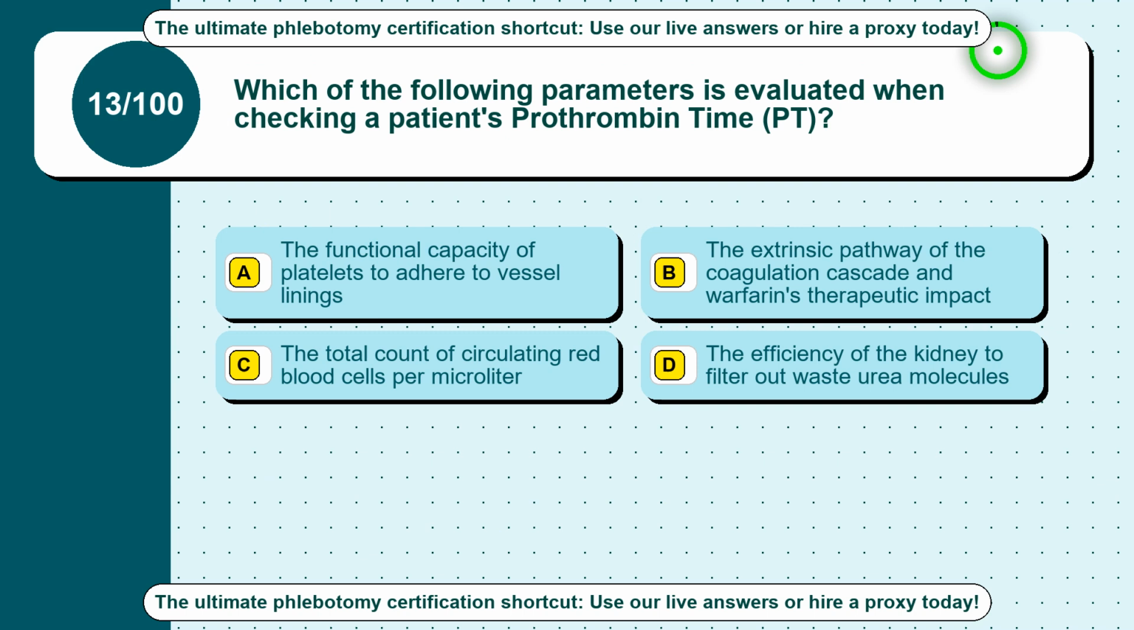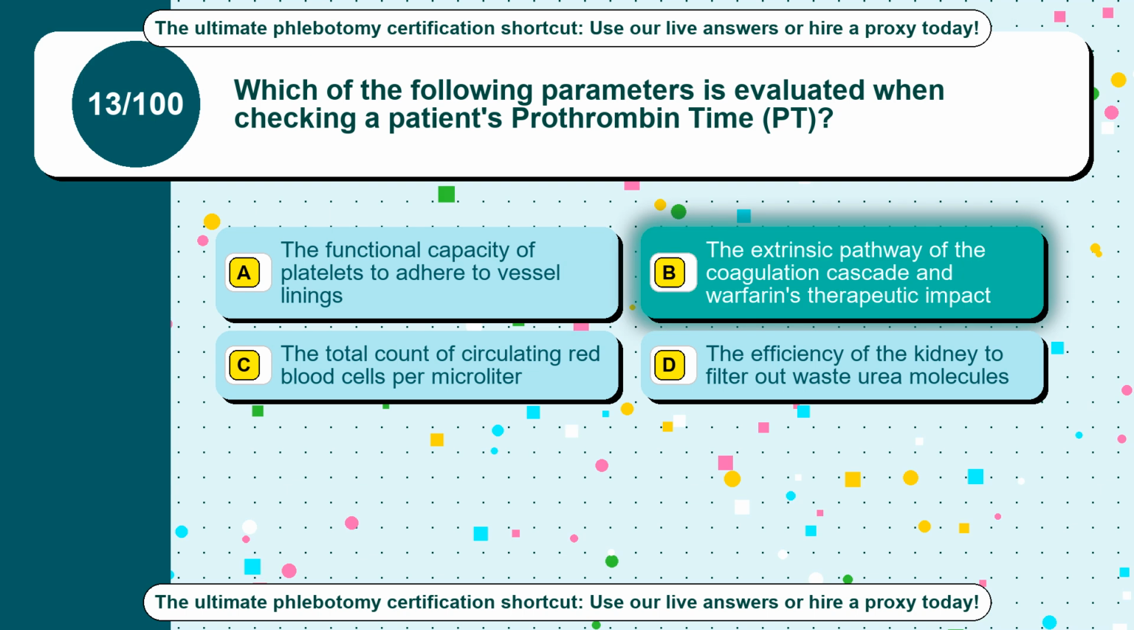Question 13. Which of the following parameters is evaluated when checking a patient's prothrombin time? Option A. The functional capacity of platelets to adhere to vessel linings. Option B. The extrinsic pathway of the coagulation cascade and warfarin's therapeutic impact. Option C. The total count of circulating red blood cells per microliter. Option D. The efficiency of the kidney to filter out waste urea molecules. The correct answer is option B.